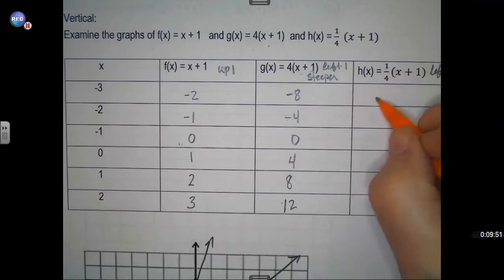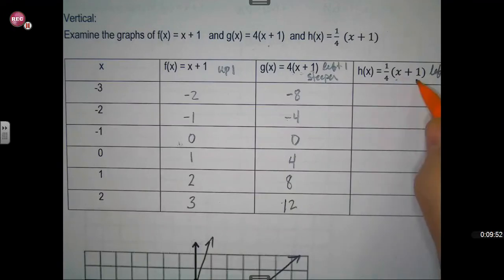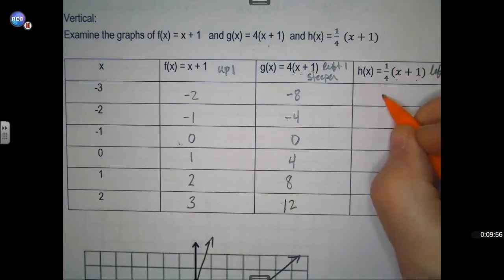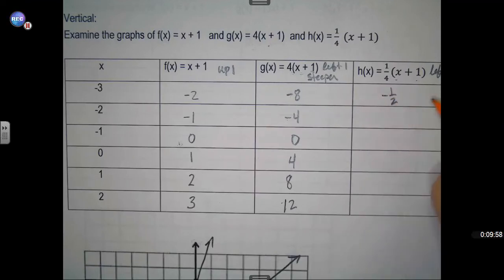And so if I plug in -3, I get -2, you get -1/2. If I plug in -2, I get -1 in there, you get -1/4. If I plug in -1, I get 0. If I plug in 0, I get 1/4. If I plug in 1, I get 1/2. Plug in 2, I get 3/4. So not the nicest numbers to graph, but you can make that work.